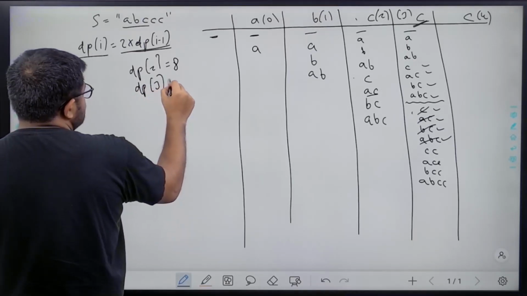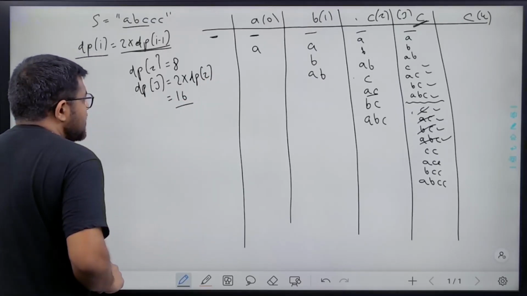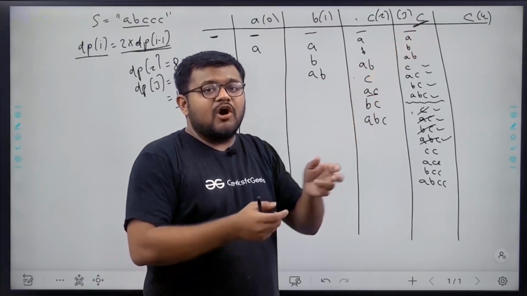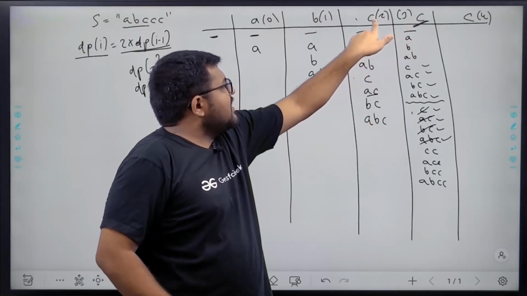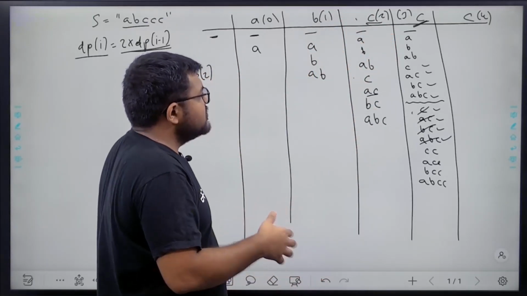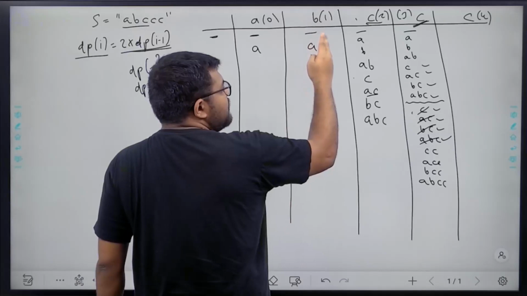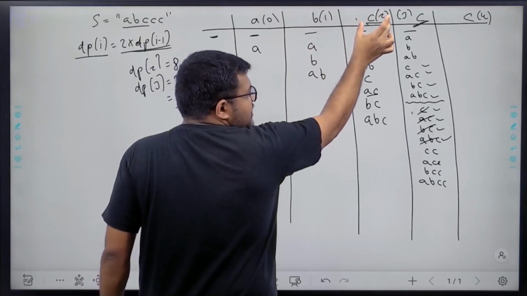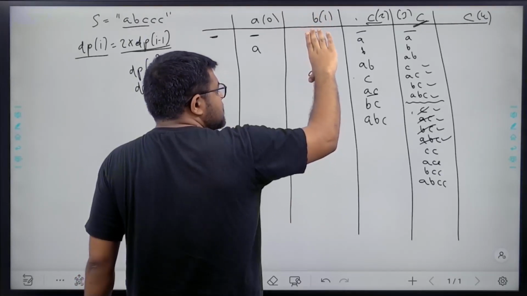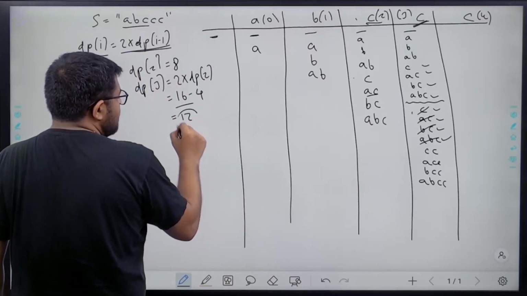dp of 3 should be 2 into dp of 2, that is equal to 16, but there are repetitions. What is the repetition? First of all, I need to find when C occurred last. C occurred last at index 2. So the number of subsequences which will be repeated will be equal to the count of distinct subsequences of the index 1 before where C occurred last. C occurred last at 2, 1 before that index is this. This has 4 distinct subsequences, so 4 will be repeated, which we saw here. So I need to subtract 4, so this will become 12.